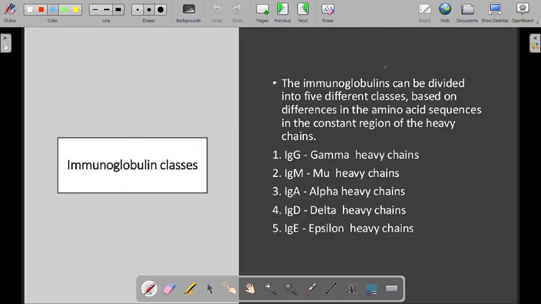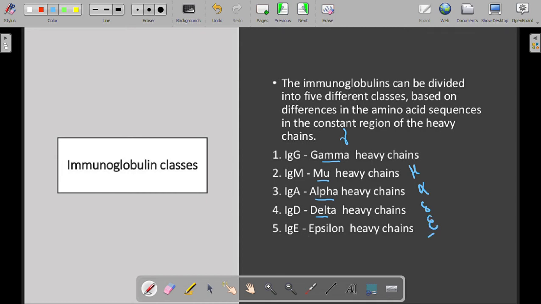Now, different classes of antibodies are there. As we know, antibodies are divided into mainly 5 classes based on the amino acid sequence in the constant region of the heavy chain. IgG contains the gamma heavy chain. IgM contains the mu heavy chain. IgA contains the alpha heavy chain. IgD contains the delta heavy chain, and IgE the epsilon heavy chain.